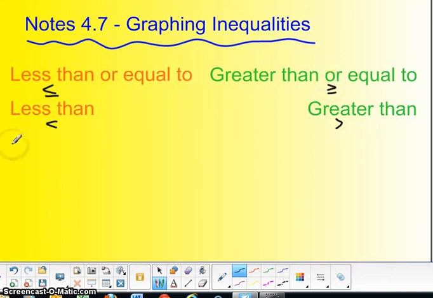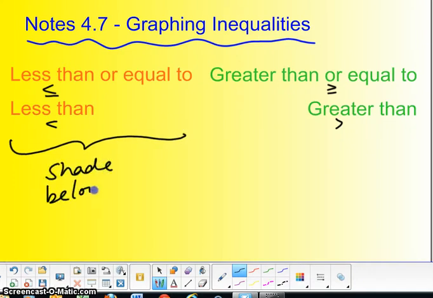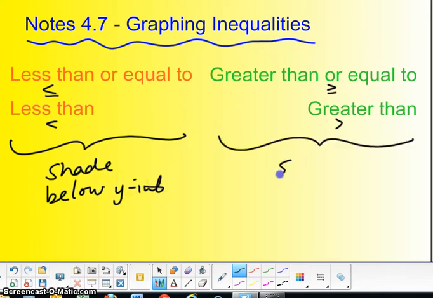When you are shading anything less than, your shading will be below the y-intercept. And when you are shading anything greater than, you're going to shade above the y-intercept. So keep that in mind when we start shading.